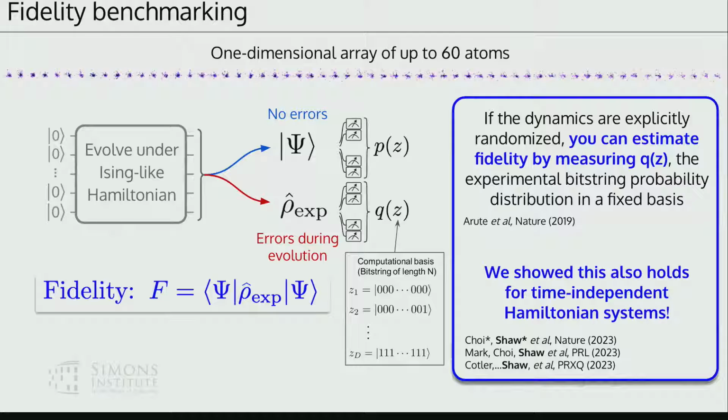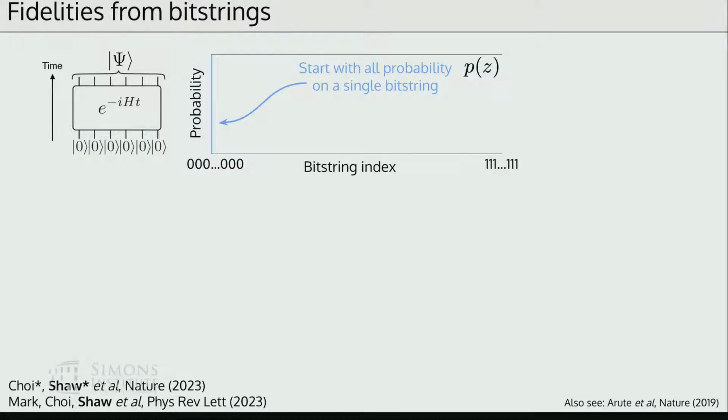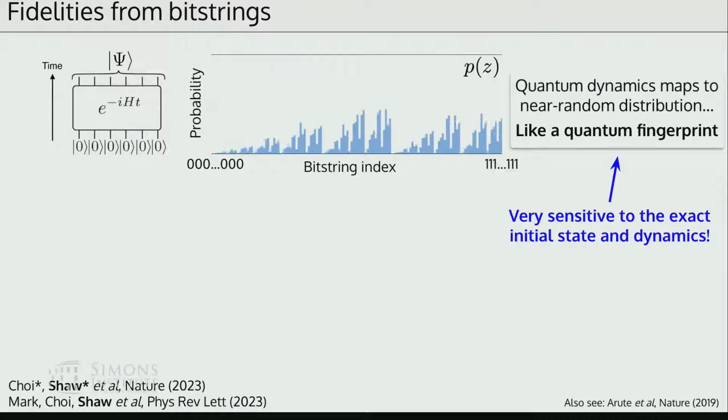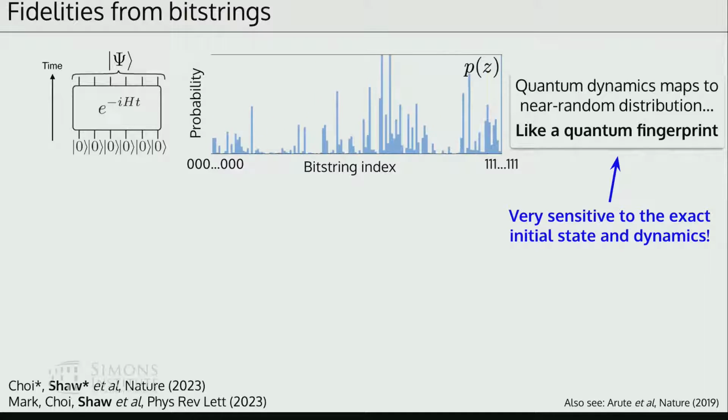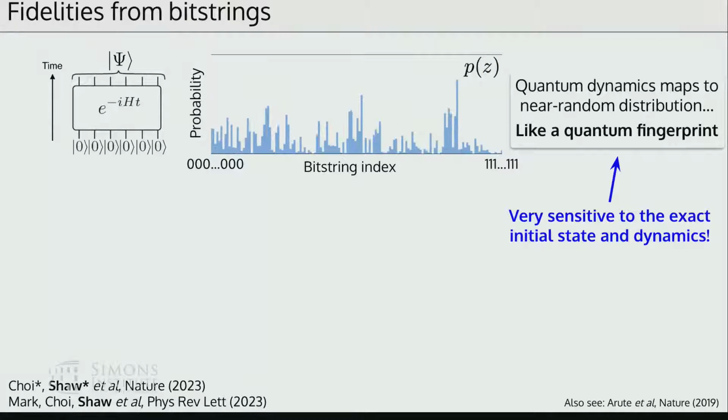Just to give a very brief outline in a more visual way for people to see what this really looks like, if we consider some time-independent Hamiltonian evolution, where we start all of our probability for a given quantum state on a single bit string, like the all-zero state, and then we apply some generic Hamiltonian evolution, after some transient dynamics, very quickly you see that this distribution approaches a very much random distribution, as Soon was talking about.